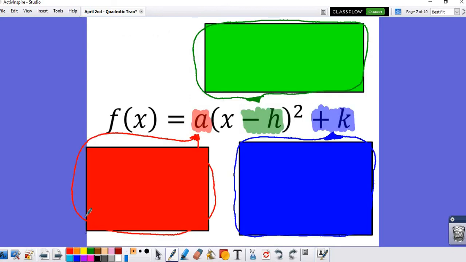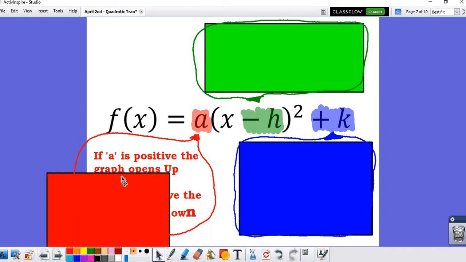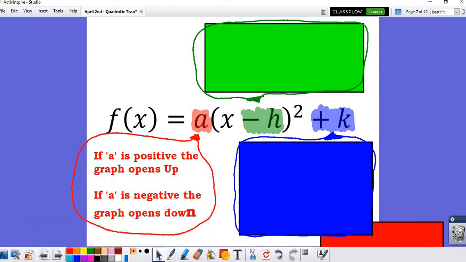Okay? All right, here's where you want to get some paper and write this down. So f of x equals a times x minus h squared plus k. And we just talked about what each of these things does to the graph. So if the a is out in front, if that number is positive, then the graph opens up like a U. If the a value out in front is negative, then the graph opens down like an N.